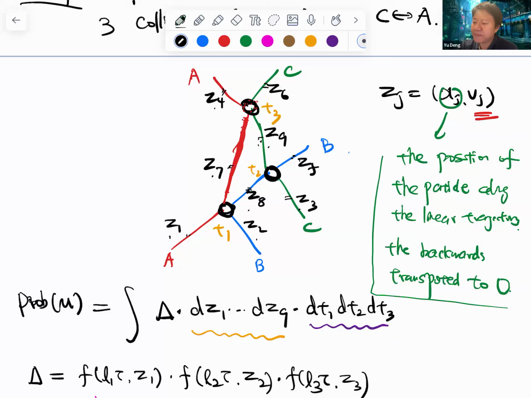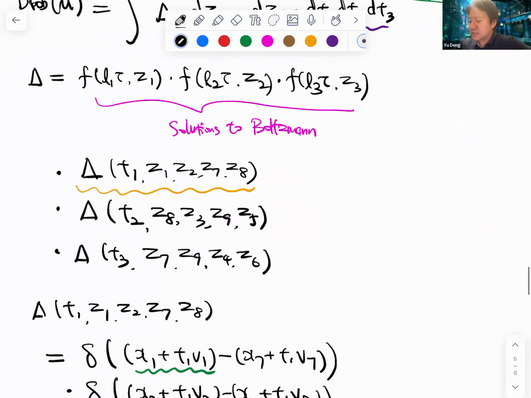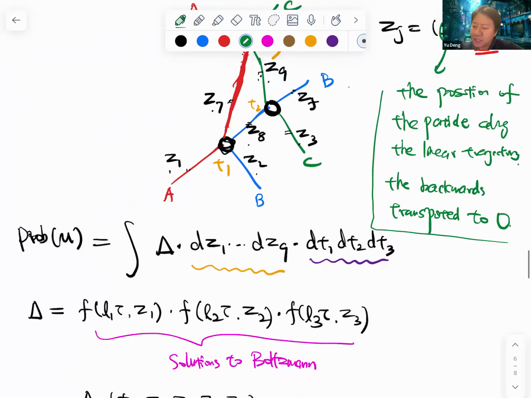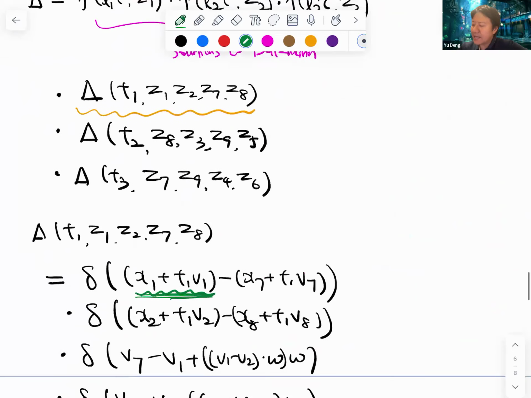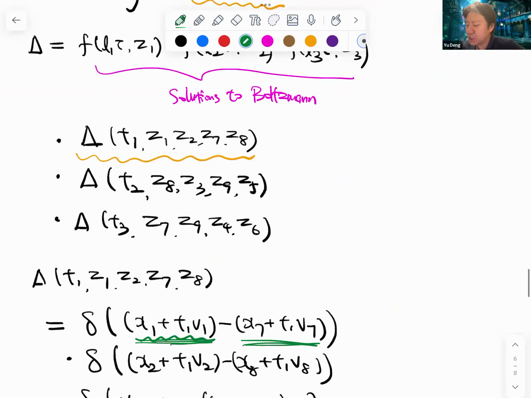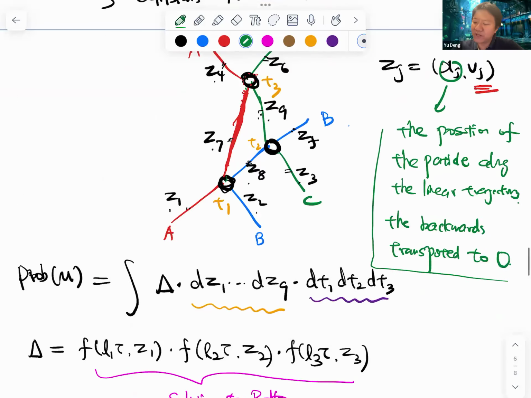And this is actually... The reason we define it this way is because we want the x-ray to be uniquely defined, and it's not that we define this actually associated at this time or associated at this time. We want them to be the same. And in this way, this quantity x1 plus t1 v1 is the actual physical position of the particle at the collision time t1. Okay, and then this x7 plus t1 v7 is also the trajectory of the same particle, at this collision time t1. And then the cell function just represents that this particle is moving continuously.